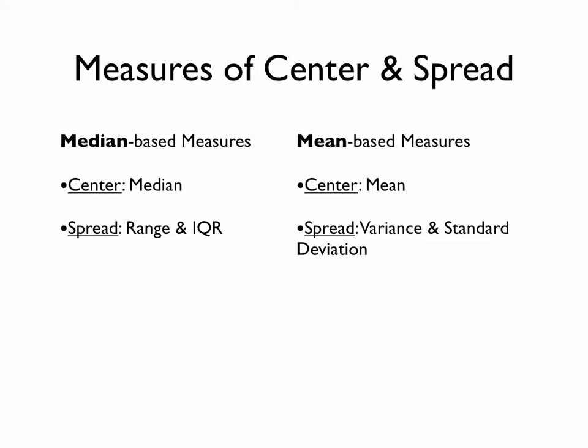We have median-based measurements like the median, range, and interquartile range, and then we have some measures that are based on the mean itself, variance, and standard deviation. We're going to talk today about variance and standard deviation. Before we do though, it's an interesting question. Why do we have two different types of measures?